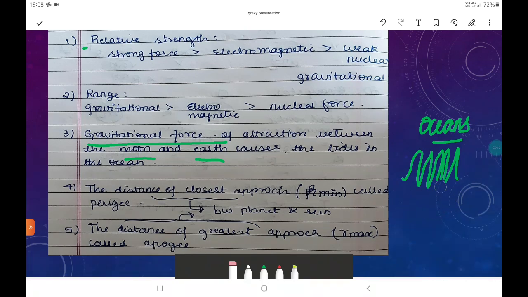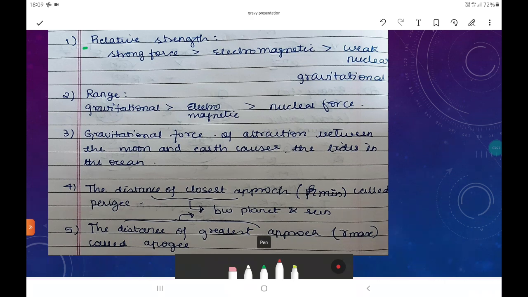Let's come to the fourth point. I already taught in Kepler's laws what the distance of closest approach and the distance of greatest approach are. If you don't know, please go and watch those lessons which are already posted on the channel.